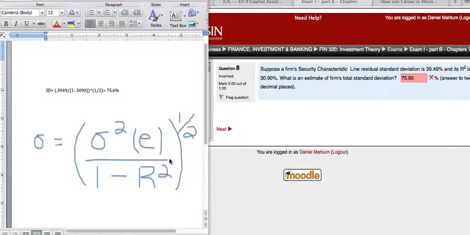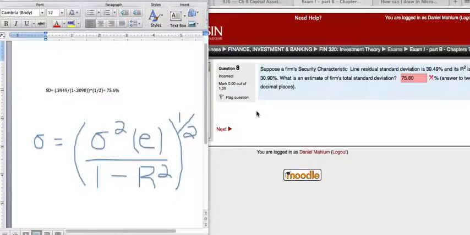So the equation that I used was from the book. It's on page 281 in Chapter 8, and it's just an equation for the standard deviation of a firm when you're given the residual standard deviation. And then the equation is standard deviation equals the line residual standard deviation squared divided by 1 minus the r-squared value, and then all of that you're taking the square root or raising it to the 1/2 power.